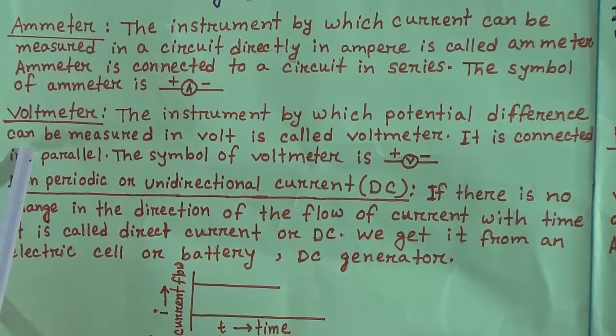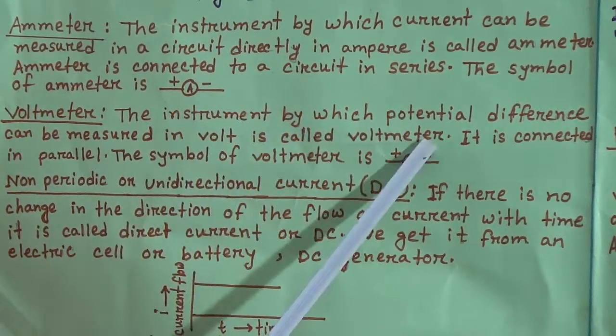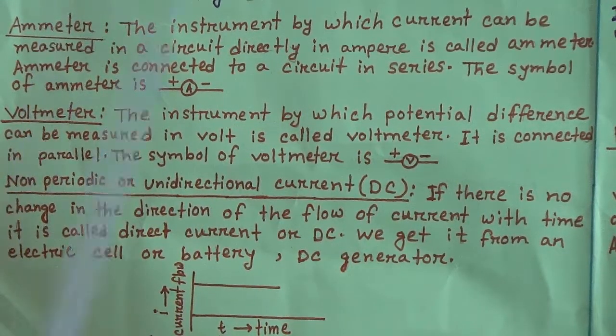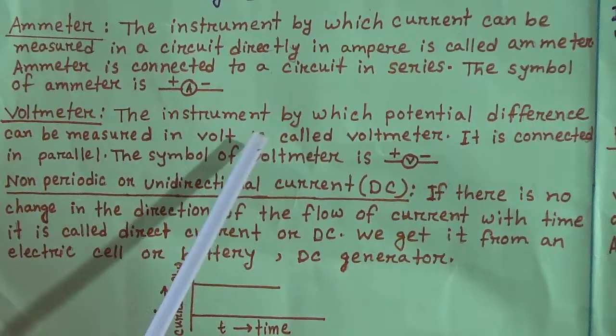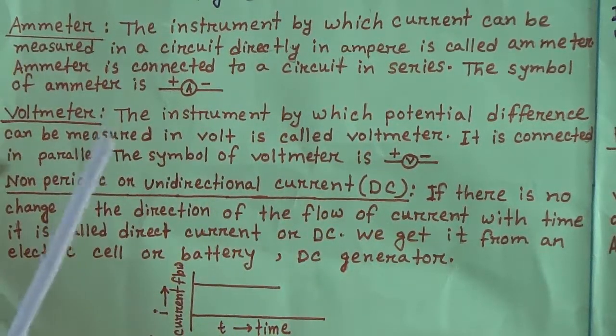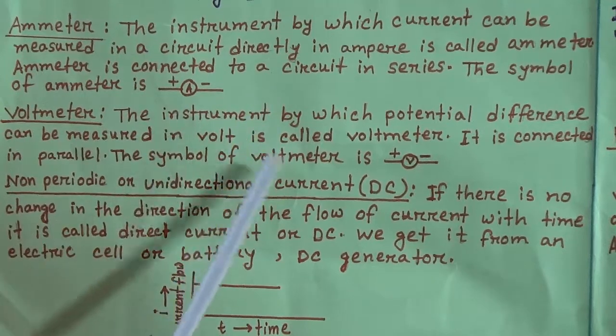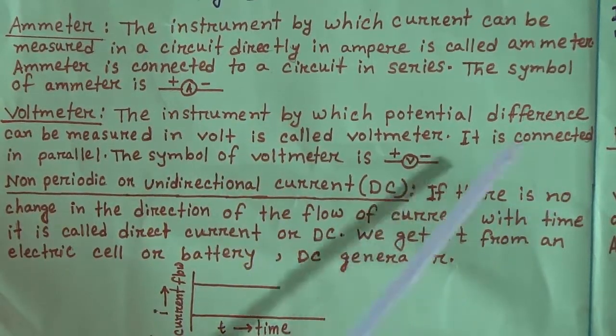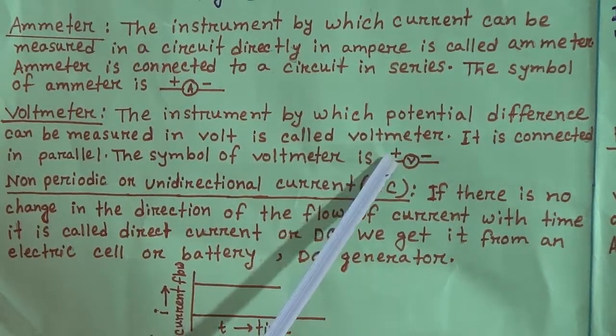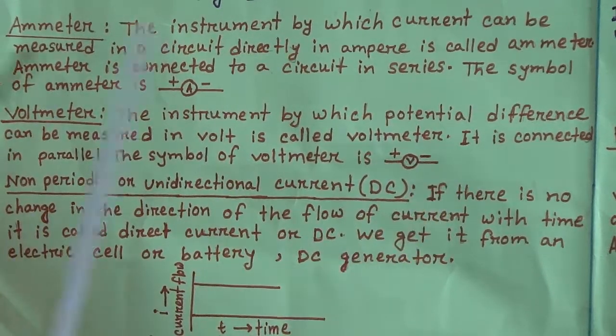Now, what is voltmeter? The instrument by which potential difference can be measured in volt is called voltmeter. It is connected in parallel. The symbol of voltmeter is V, that is the positive, and that is the negative side.